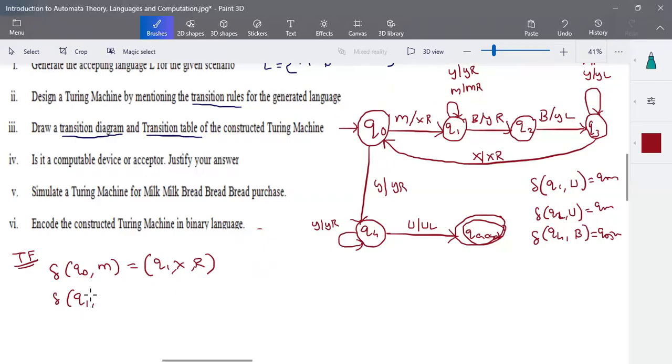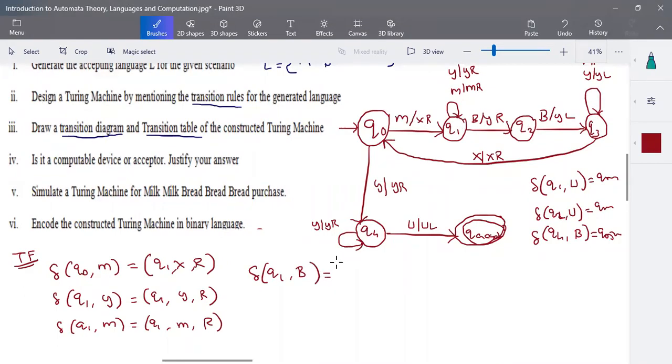You have two self loops, right? When the input is Y, we stay in Q1 state itself. Y will remain as it is, move right. Transition of Q1 when the input is M, we stay in Q1 itself. M remains as it is. We are making a right side move. Okay. So similarly, you have to write the transition for all possible transitions, like Q1 when the input is capital B. Q1 when the input is capital B, we are making a transition to Q2 state.